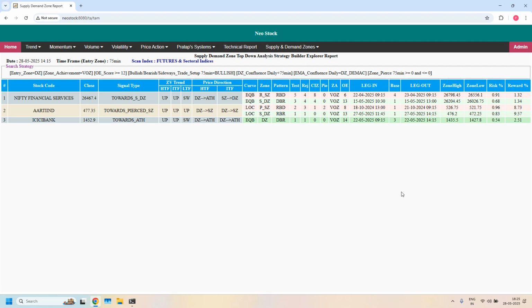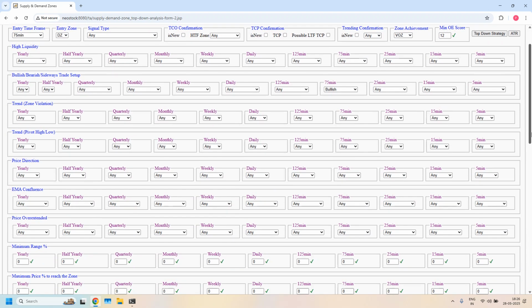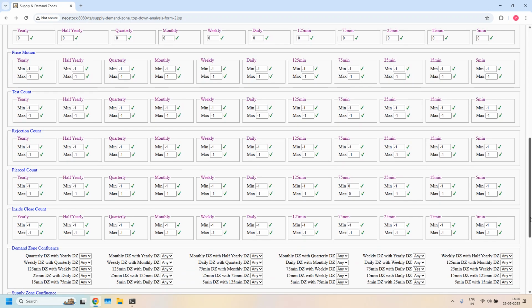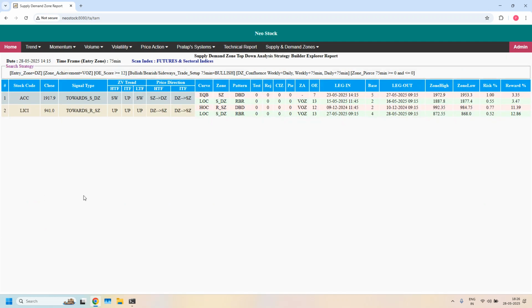Okay. Next, we will filter based on LTF, ITF and HTF demand zone confluence supported stocks. Removing the EMA filter. For demand zone confluence, we have to set 3 filters. The first one is already enabled. Next, 75 with weekly, daily with weekly demand zone confluence. With all the 3 filters, we got 2 stocks.